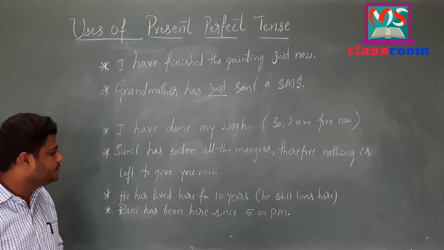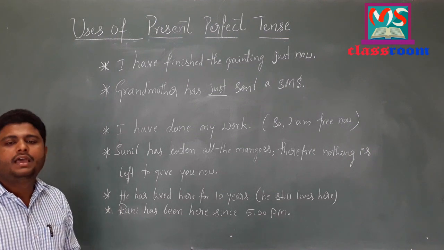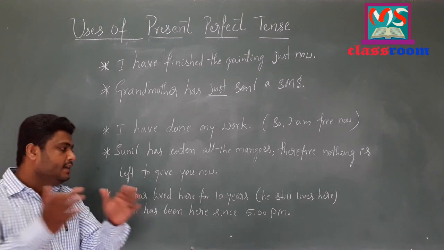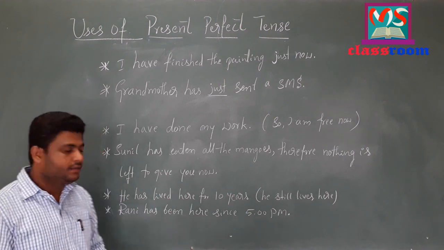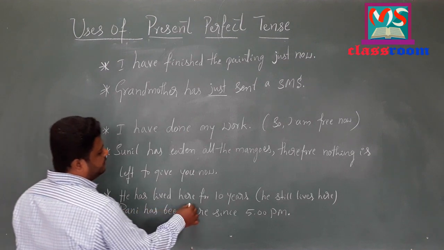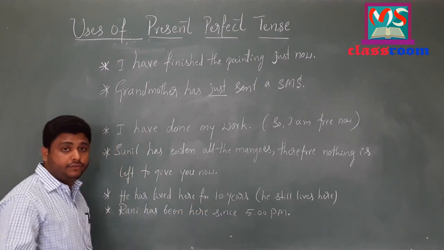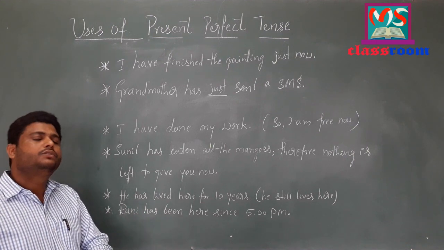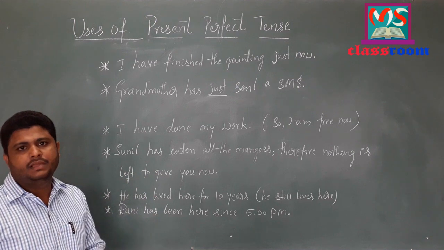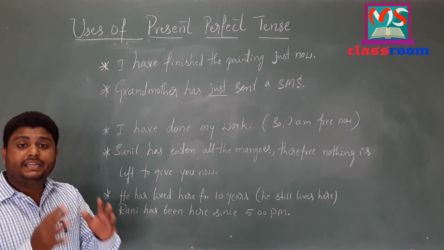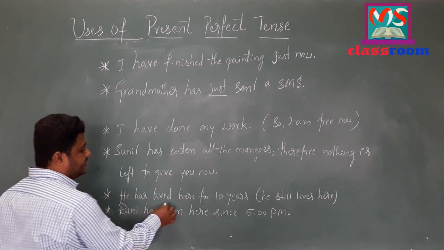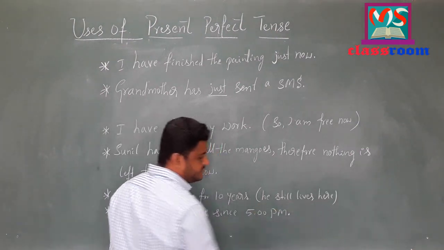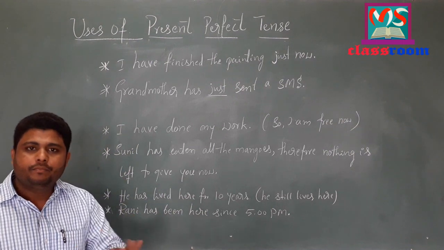Present perfect tense is also used to describe an action which began in the past and continued up to the present. Look at here, he has lived here for 10 years. As I have told you, the usage of for and since. So for is used in order to refer to a duration of time, and since is used to refer to a definite point of time. Look at here, he has lived here for 10 years. It says that he still lives here. Its relevance is still present.